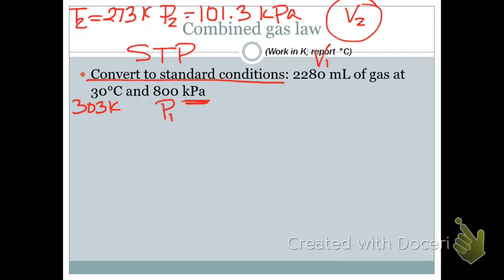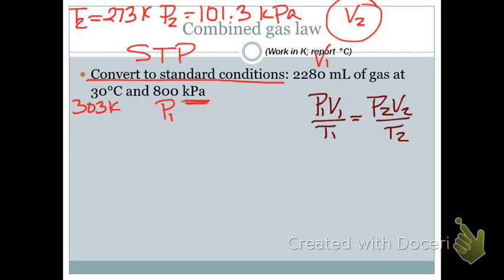Okay. So I need to set this up. Again, I know that my formula for this is P1 V1 over T1 is equal to P2 V2 over T2. So it's a plug and chug. So let me plug my information in.